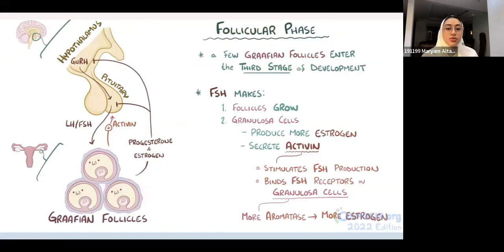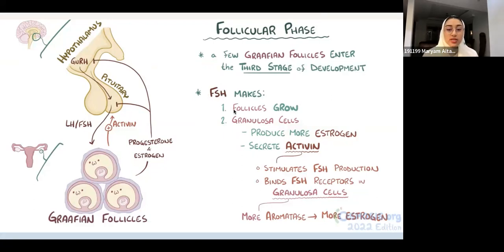Okay. So let's start with our follicular phase. So let's say menstruation happened. Now we enter our follicular phase. A few Graafian follicles enter the third stage of development. Okay, and then we have, remember, the pituitary is now secreting something called FSH, or follicle stimulating hormone. From the name alone, it's going to stimulate the follicles to grow, right?